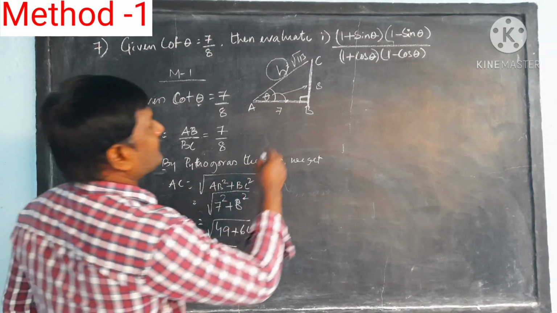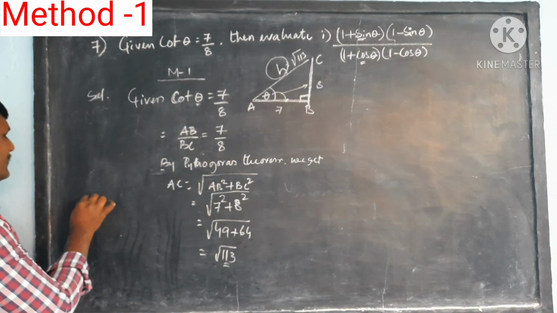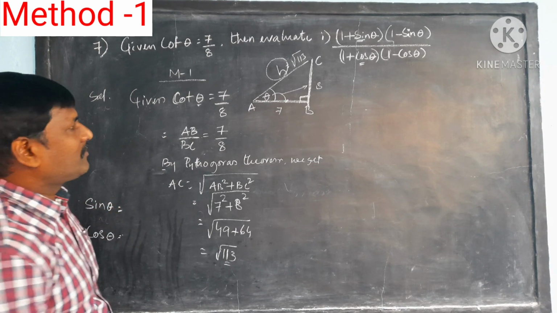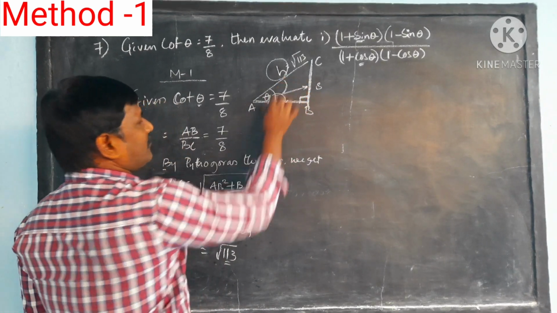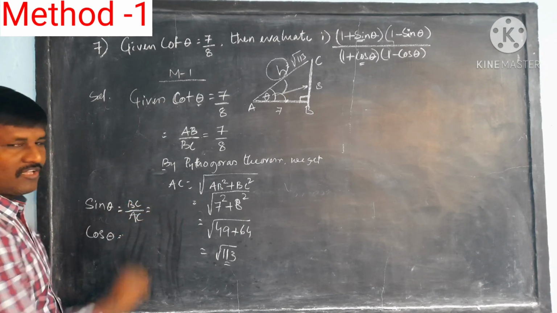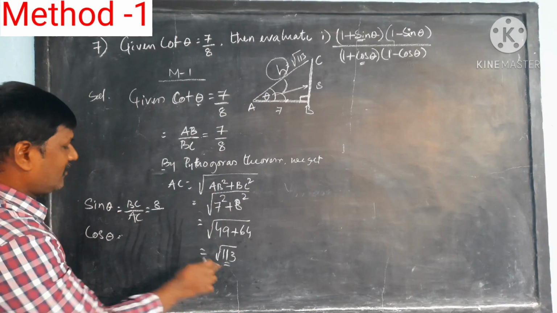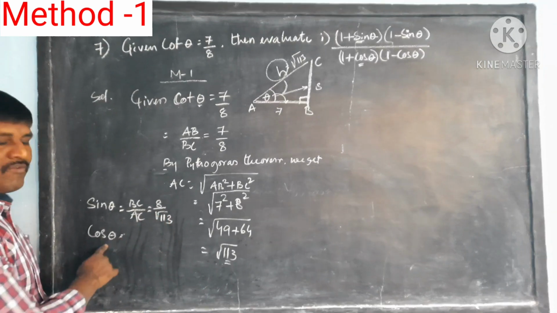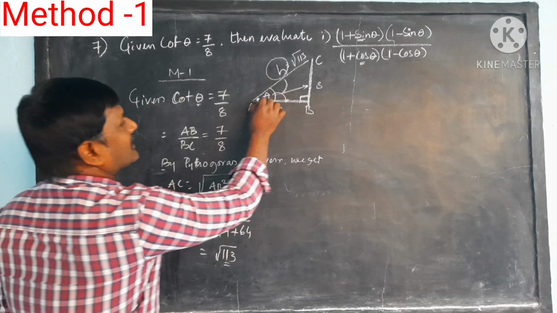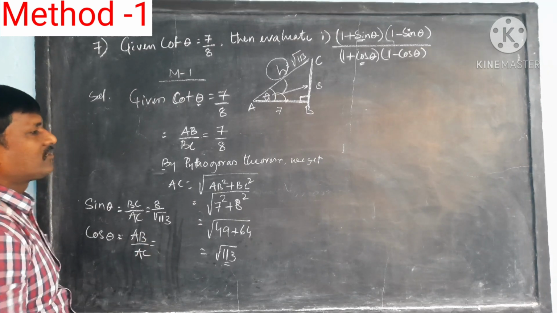Now we have to find sine and cos. You have to find here sine theta and at the same time cos theta. Sine theta means opposite side to theta by hypotenuse. Opposite side to theta is BC, hypotenuse is AC. Now substitute the values. BC is equal to 8 by AC hypotenuse, which we found here as under root 113. Same way you can find cos theta. Cos theta is equal to adjacent side to theta by hypotenuse, that is AB by AC. Now substitute the values of AB and AC.